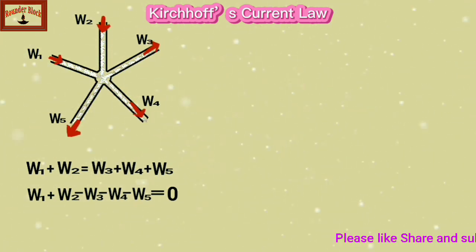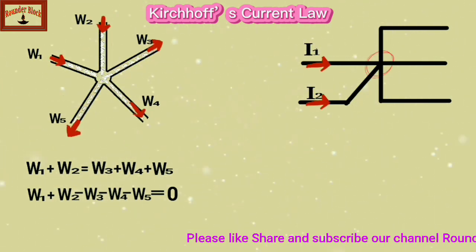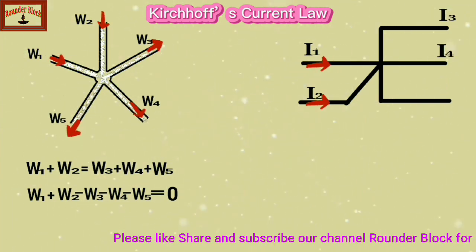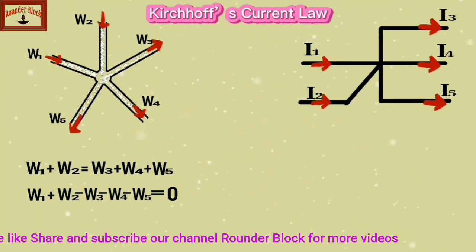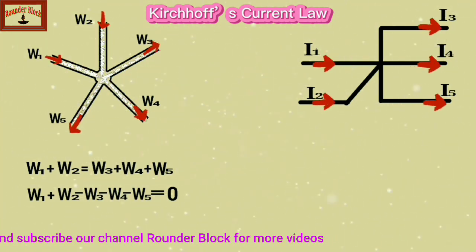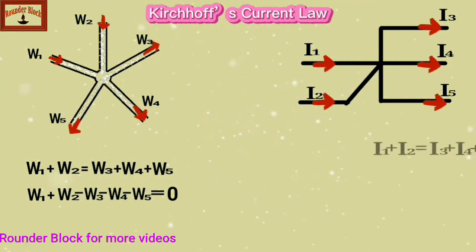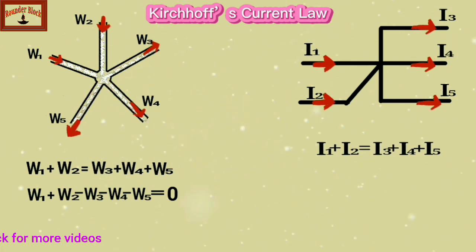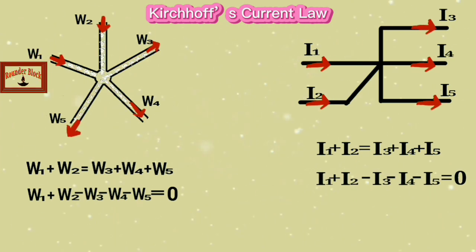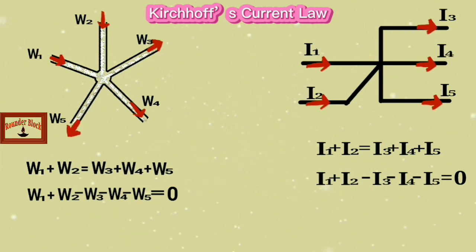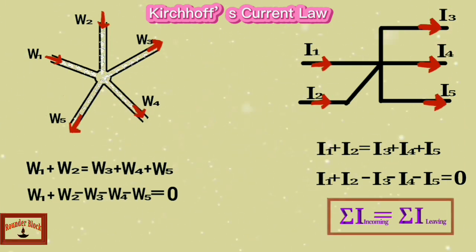Similarly, in an electrical network circuit, currents I1 and I2 come from two different branches, which meet at a junction, and further currents I3, I4, and I5 go away from the junction. Then according to Kirchhoff's first law, the sum of the currents entering a junction is equal to the sum of the currents going away from the junction. So, I1 plus I2 equals I3 plus I4 plus I5. Now, I1 plus I2 minus I3 minus I4 minus I5 equals 0, or we say that the summation of incoming currents equals the summation of leaving currents.